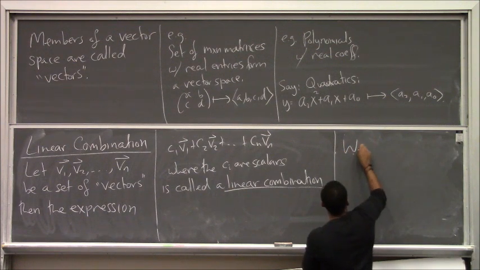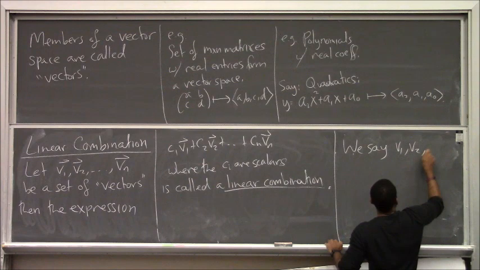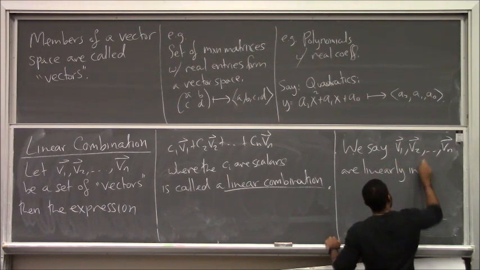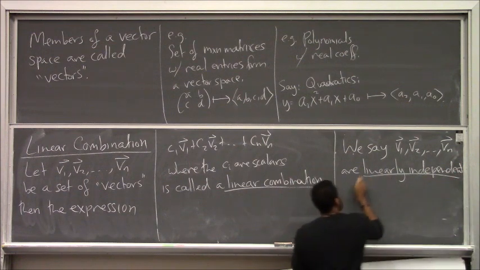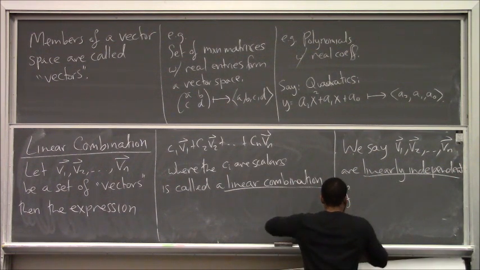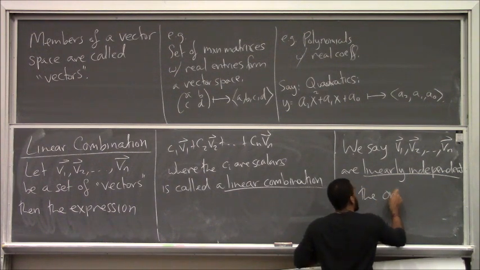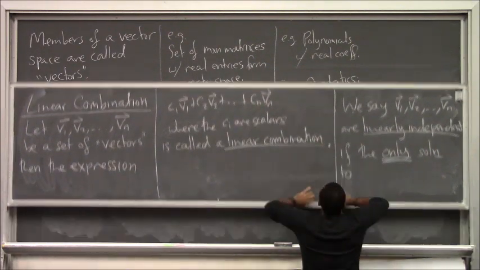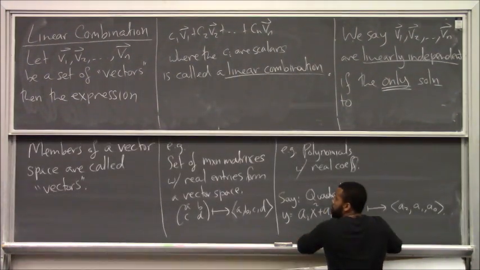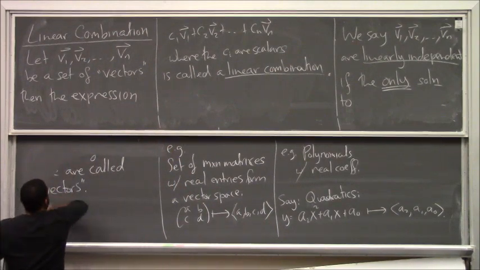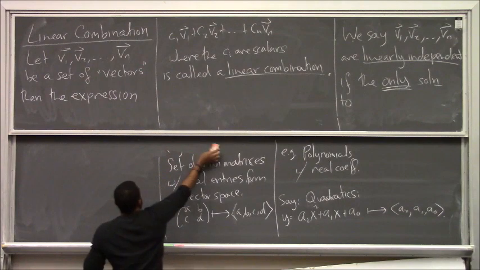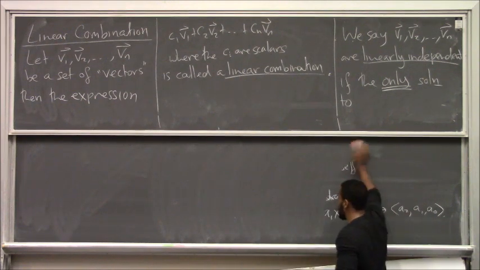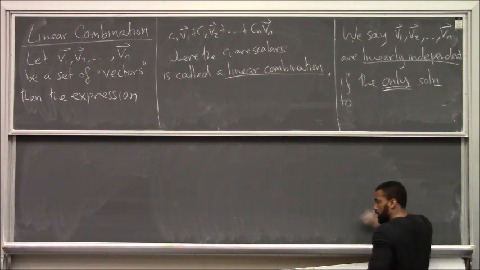Now, we say V1, V2, Vn are linearly independent if the only solution to this equation, you're basically going to create a zero linear combination. By the way, the existence of a zero, quote unquote, is a part of the definition of a vector space. You have to have an object so that when you add it to all other objects, it doesn't do anything. It's called the additive identity.